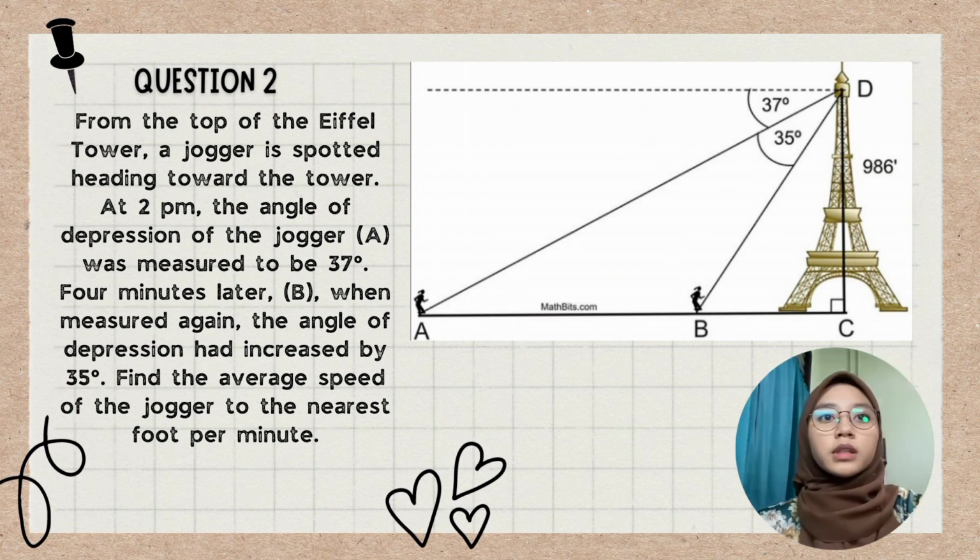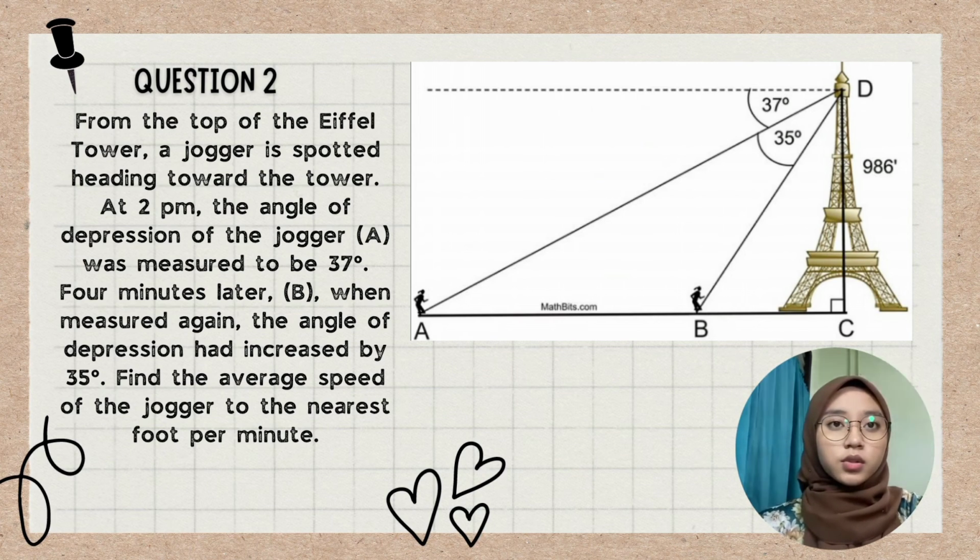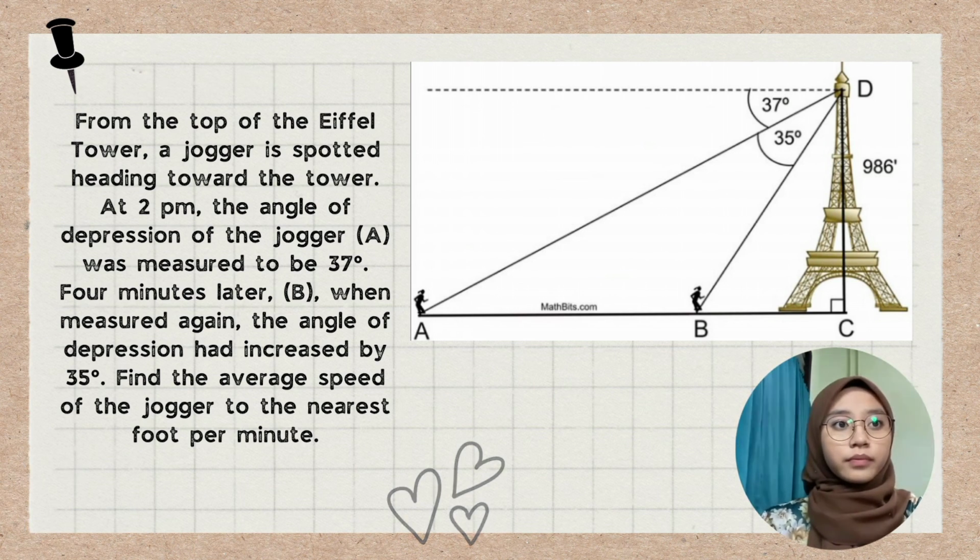Question 2. From the top of the Eiffel Tower, a jogger is spotted heading toward the tower. At 2 p.m., the angle of depression of the jogger at A was measured to be 37 degrees. 4 minutes later, at B, when measured again, the angle of depression had increased by 35 degrees. Find the average speed of the jogger to the nearest foot per minute. Okay, highlight here. The question asks to find the average speed of the jogger to the nearest foot per minute.